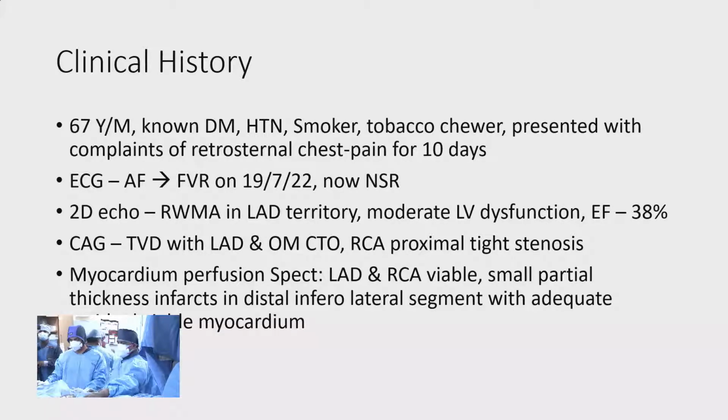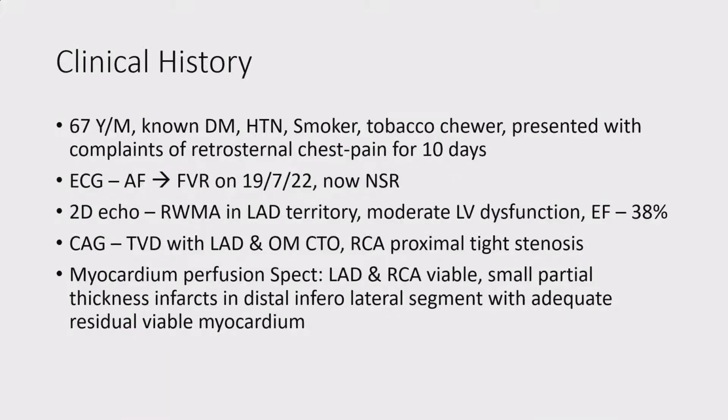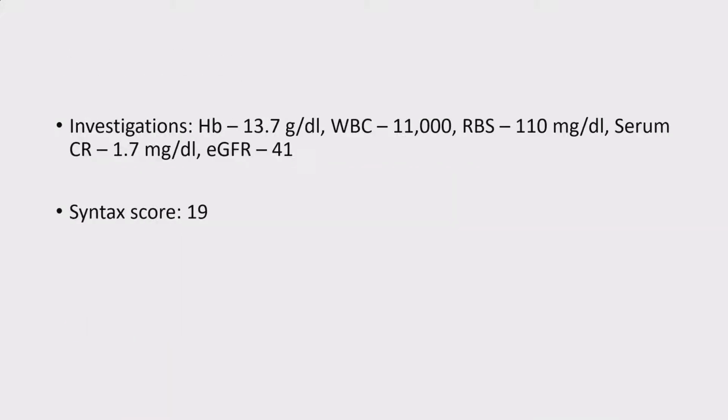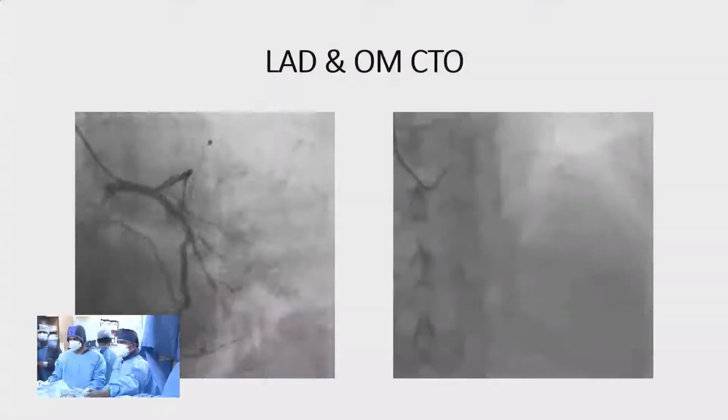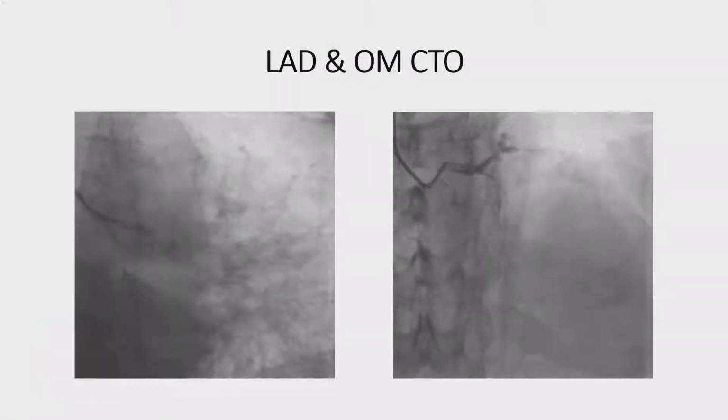And because of the previous old MI, we also did the myocardial perfusion scan, which showed viable LAD RCA territories, small partial thickness infarct in distal inferolateral segment with adequate residual viable myocardium. Go to the next. Investigations, nothing significant, only thing that GFR is low, serum creatinine is 1.7 and GFR 41. So because of that, we thought we will go ahead with IVUS guided. Now we will show the IVUS guided imaging.